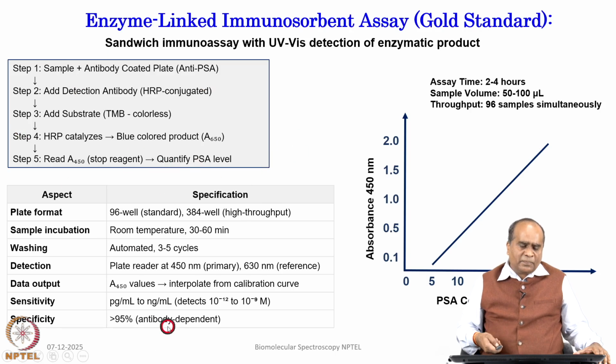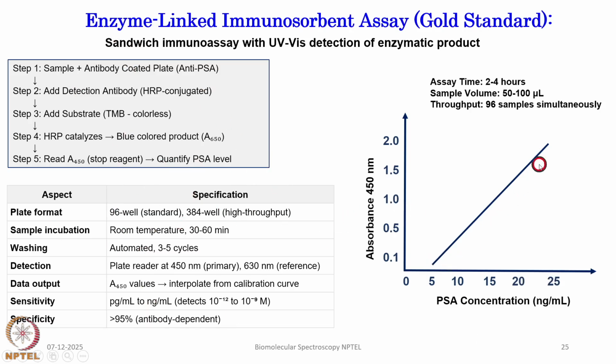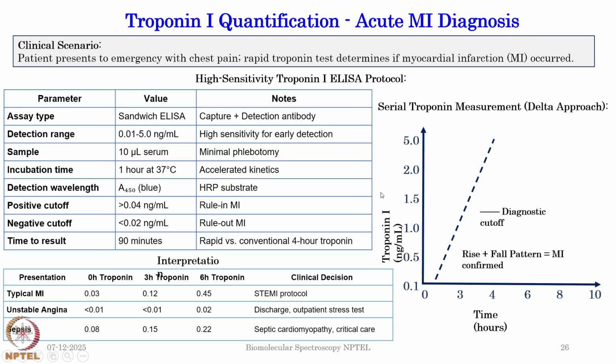So, in a 96-well plate you can basically take the standard; a 384-well high-throughput format one can also do, at room temperature, and you get the PSA concentration with absorbance at 450, and the assay is done at 2 to 4 degrees with a 96-well plate. So, one can basically detect it with an ELISA kind of assay for these.